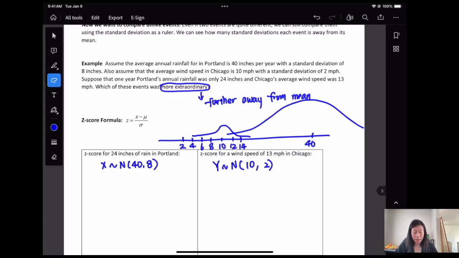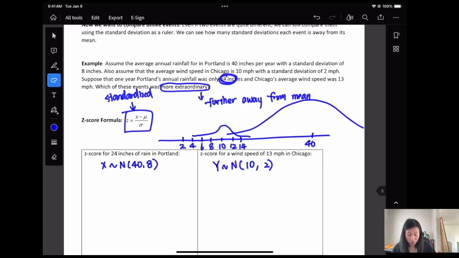Then we're going to use a z-score, which helps you scale down or scale up your normal distribution model so that they're more comparable. The z-score formula is z equals x minus mu, divided by sigma. To compare them, this step is called standardizing, which scales them down to the same level.